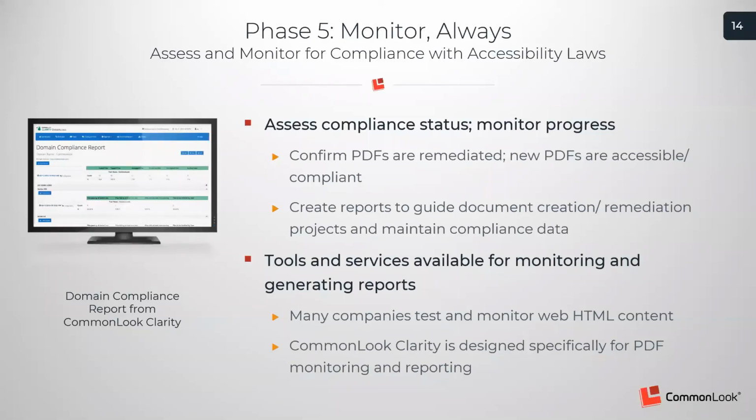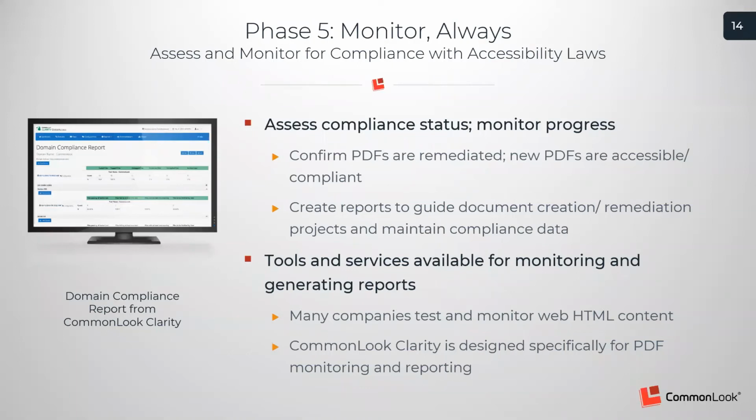There are tools, again, that you can get to monitor your HTML content and your PDF content. Our Common Look Clarity tool, again, if you're going to use that at the beginning of the process, it's a great tool then to use throughout the process to do those audit compliance reports, test your website. If you see new content that's been published and it's not accessible, then you can chase it down, figure out what needs to be done, get it fixed, and get it republished. And then next time you run the report, you'll be in compliance.